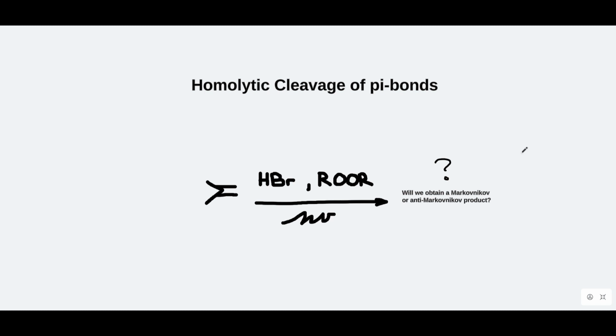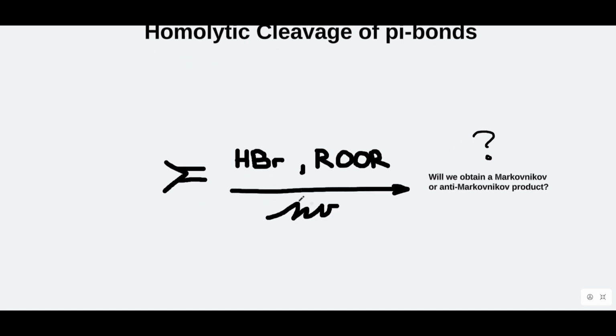So before I go over this mechanism and all this stuff, throughout this process, I want you to be thinking about what kind of product we're going to obtain. Will we obtain a Markovnikov product or an anti-Markovnikov product? That's something you're going to want to really be thinking about during this mechanism.